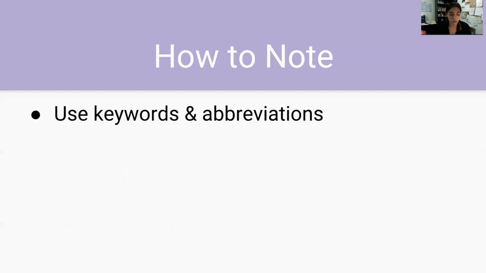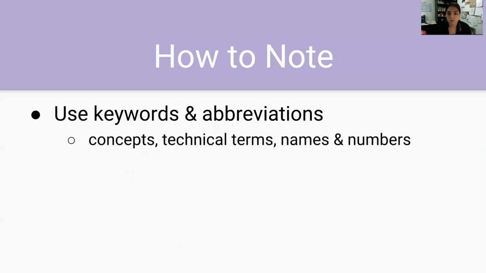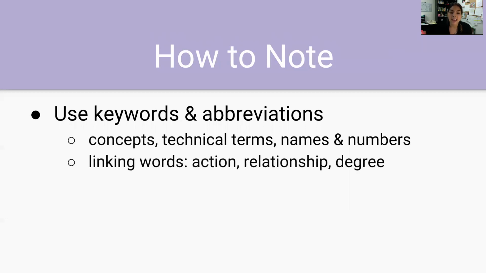Now, we're going to talk about how to take notes, and this is really important when we're trying to write really fast. We want to use keywords and abbreviations. It's really important to get all of the technical terms, all of the dates, all of the facts down. But we can use abbreviations to help us write all that stuff down faster. We can also use action words. We can use symbols that will allow us to see the relationship between terminology or between ideas or concepts.